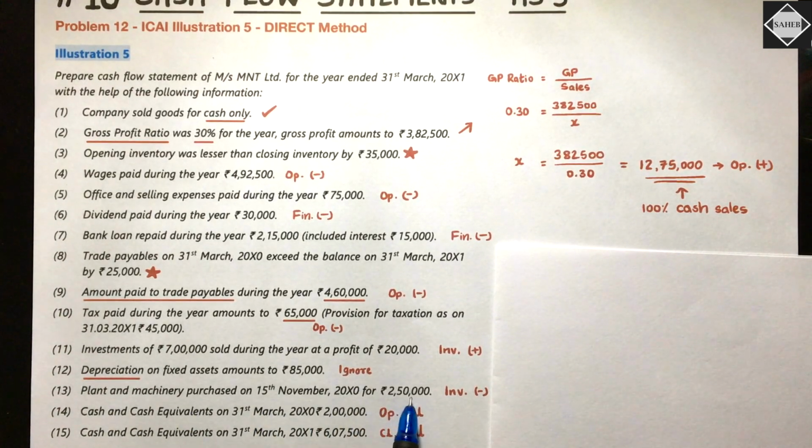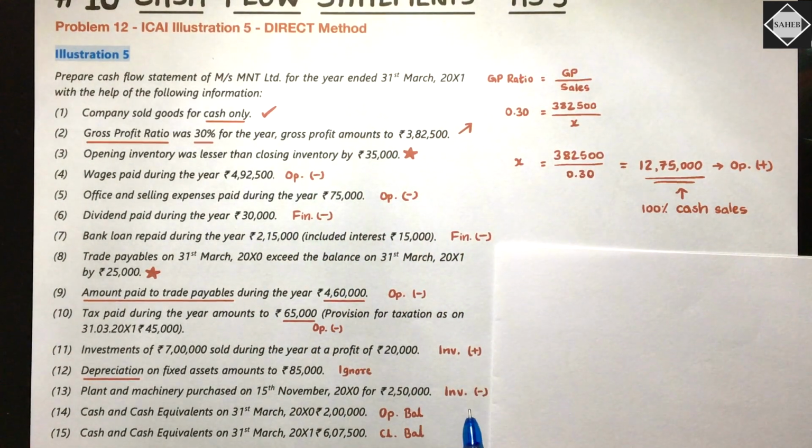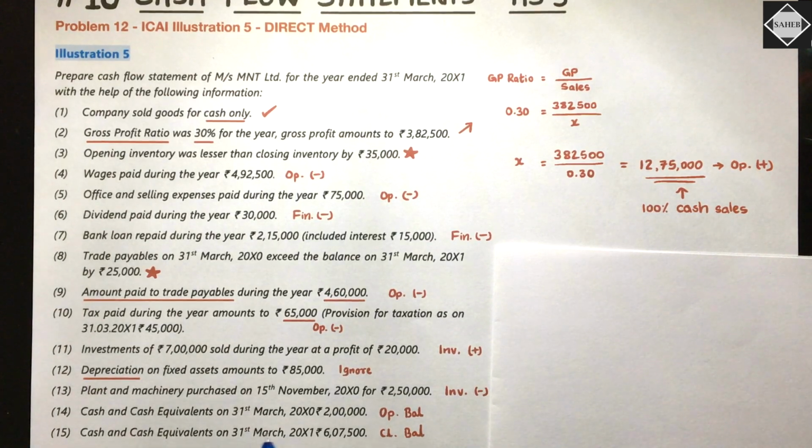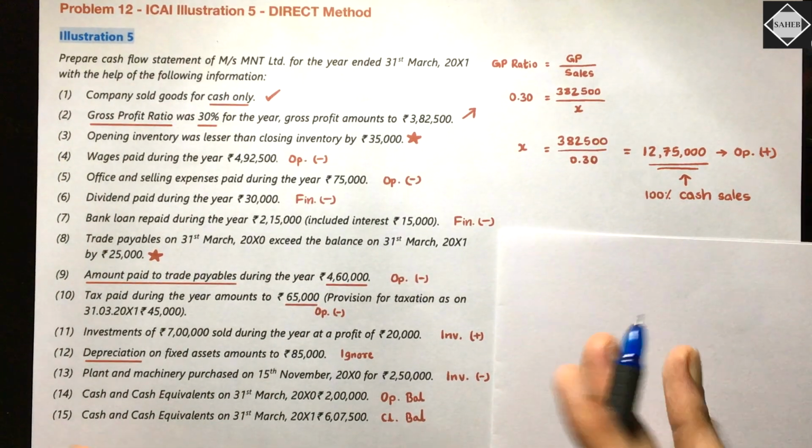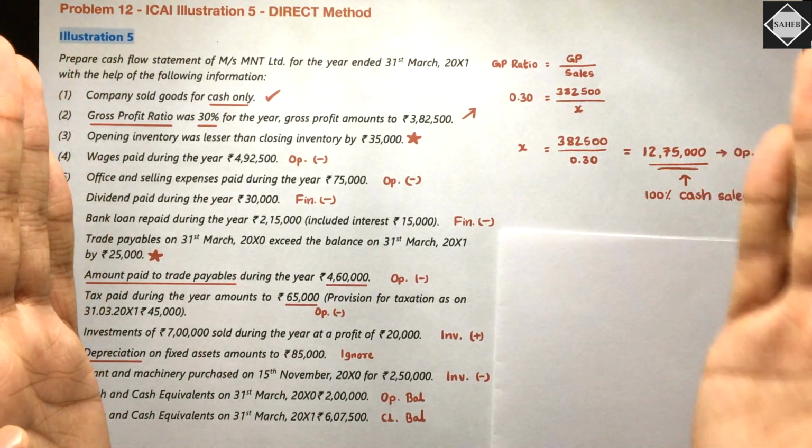So this is what? Investing activity. We have purchased plant and machinery. We have paid the money. So it is subtracted in investing activity. You all know that. And then last we have see cash and cash equivalents, opening balance and closing balance. Opening balance is 2 lakh and closing balance is 6,07,500. Okay, so 2 lakh and 6,07,500.